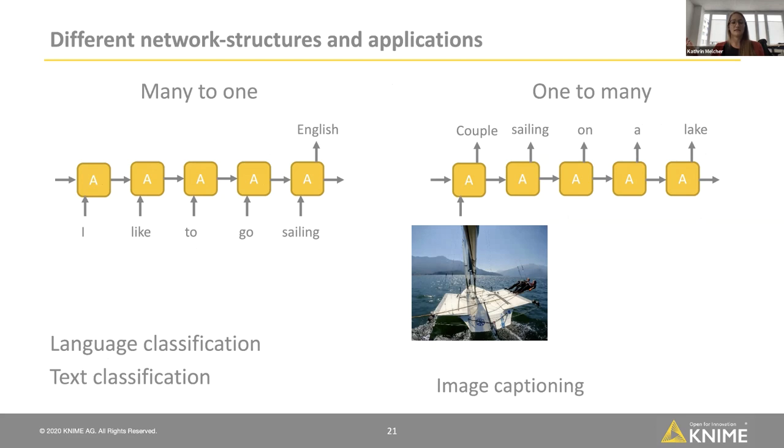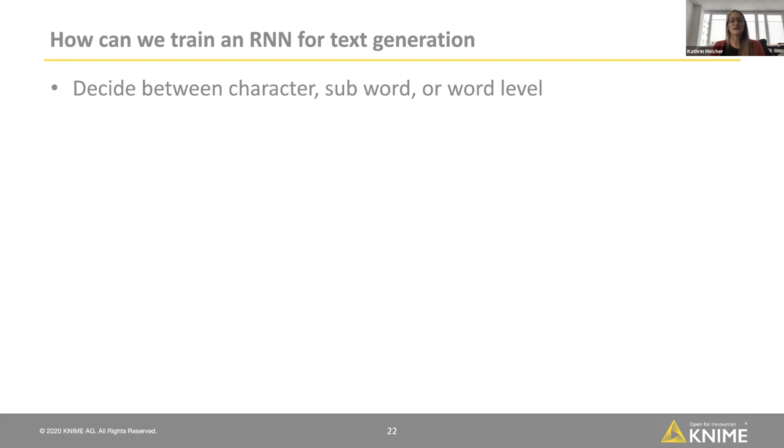Now that we talked a little bit about recurrent neural networks, I want to continue with the different steps which are involved in training a recurrent neural network for text generation. And the first thing we have to decide is whether we want to train our recurrent neural network on character, subword, or word level. And there are pros and cons for all of them.